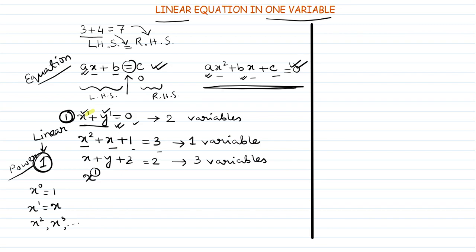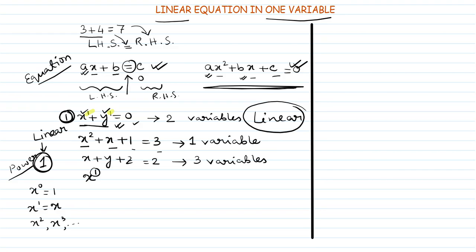Because y is the only variable in the second term present. So, here the power is also 1. So, that means it is linear. Clear? Did you understand that? The power of the present variables in the terms must be 1, highest power.